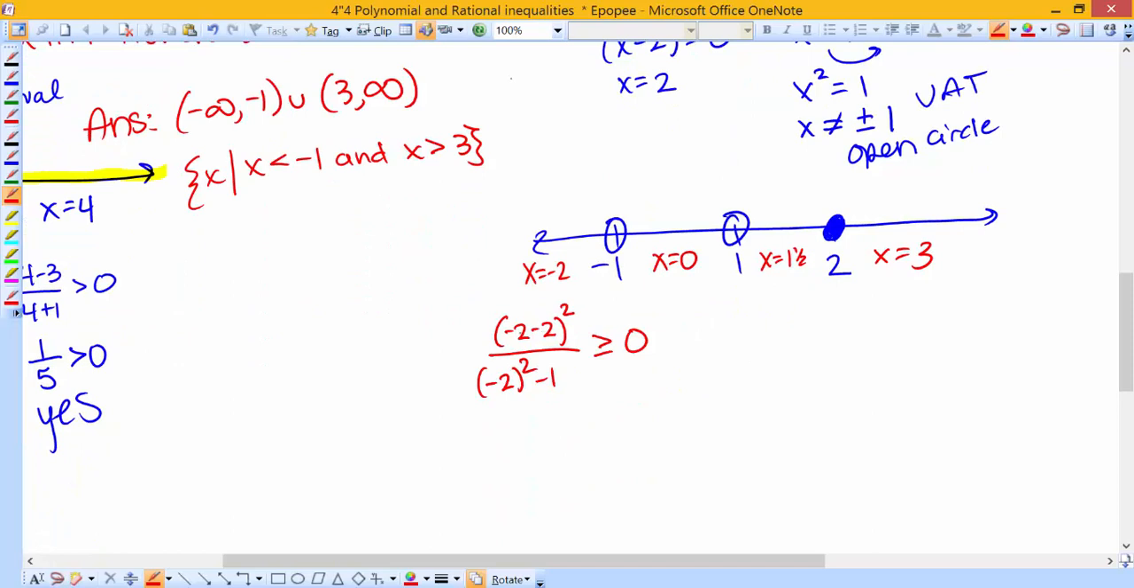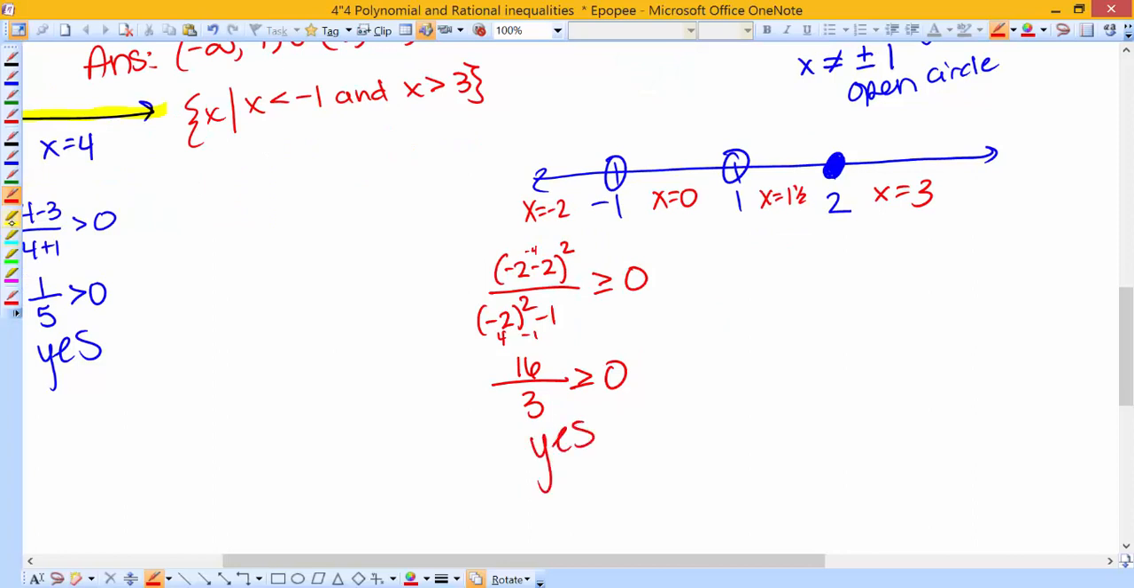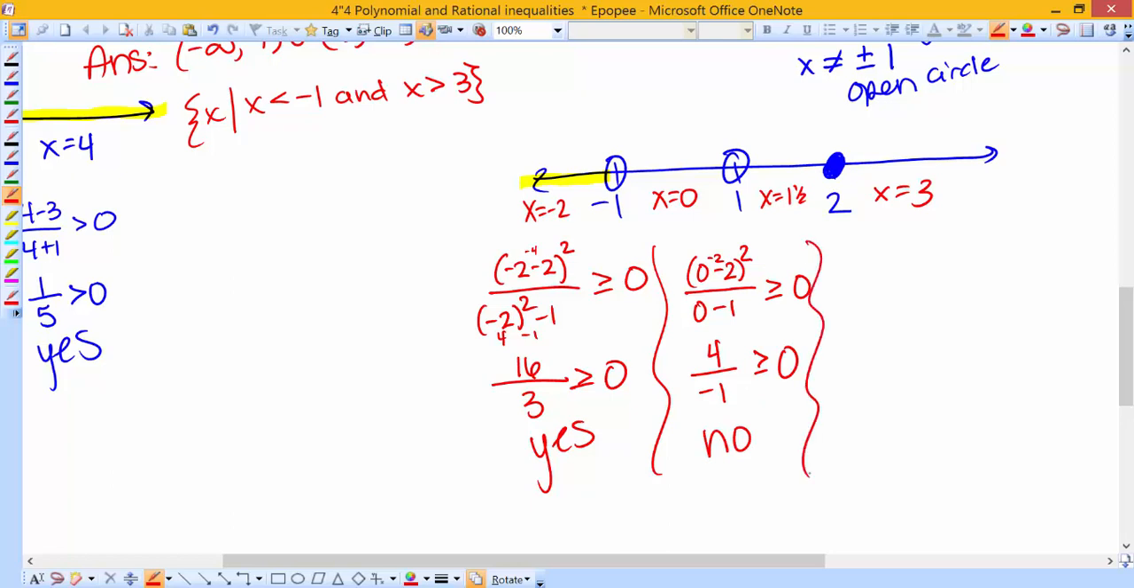So the top gives me -4, and -4 squared is 16. The bottom gives me 4 minus 1, which is 3. I don't even care what that equals. I just know that that is greater than 0. That is absolutely true. So I'm ready to move on to the next one. 0 minus 2 squared over 0 minus 1 has to be greater than or equal to 0. Well, 0 minus 2 is -2, and -2 squared is 4. 0 minus 1 is -1. Is that greater than or equal to 0? Nope, because that's going to give you a negative number.